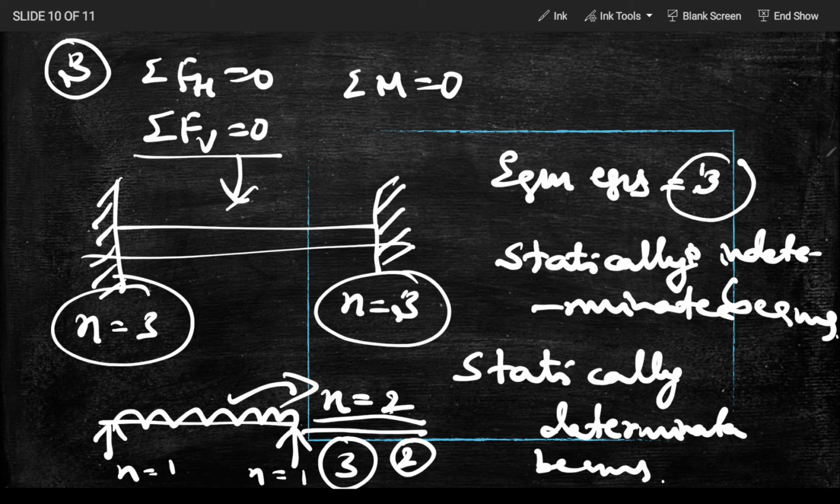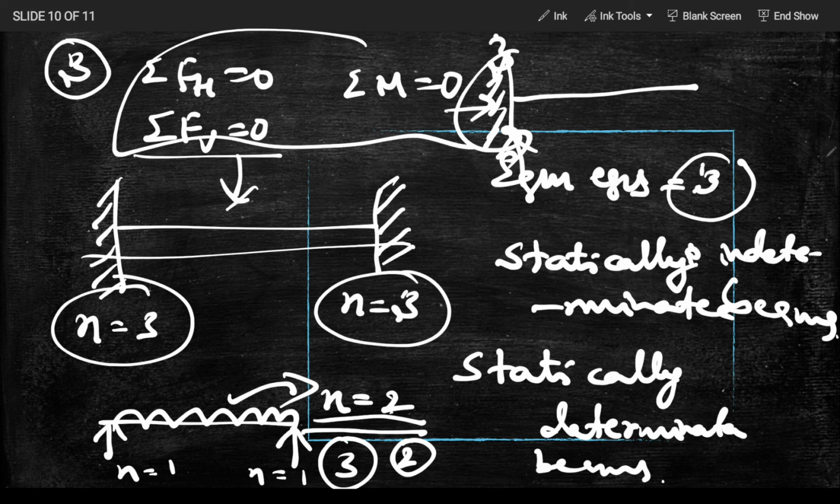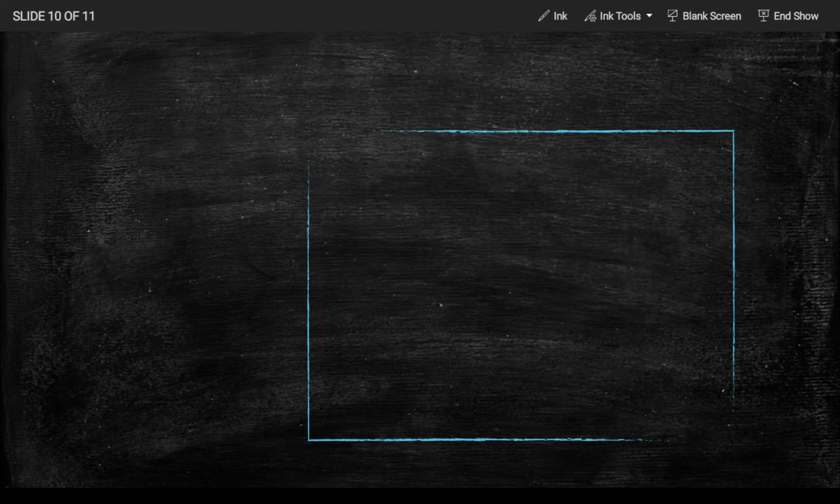Even if I take a cantilever also, how many unknowns are there? 1, 2 and 3 unknowns. So 3 unknowns can be calculated by using 3 equilibrium equations. So this we can call statically determinate.